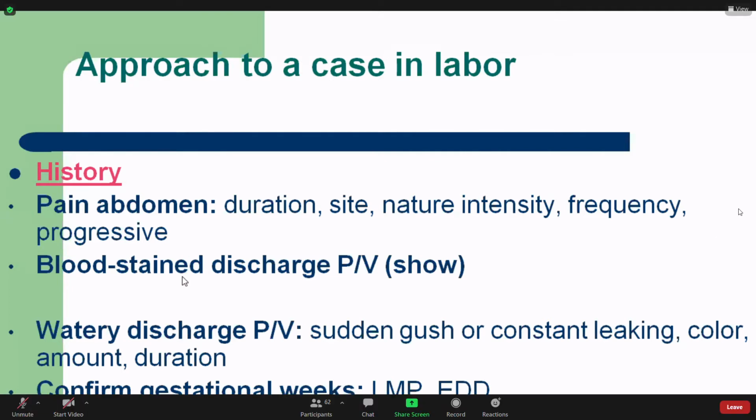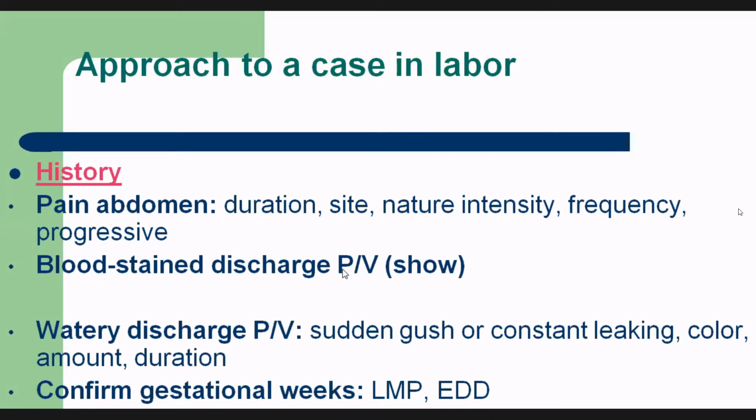There is blood stain discharge per vagina, and it is mucoid, blood mixed mucus discharge per vagina. This is also told by the patient, and you have to also ask the duration of blood stain discharge PV. And if she complains of watery discharge PV, it is not always necessary to have this. Only when she has ruptured the membrane or ruptured the amniotic sac, she will complain of watery discharge PV. That is described as sudden gush or constant leaking of fluid, and you have to ask what color of fluid that is.